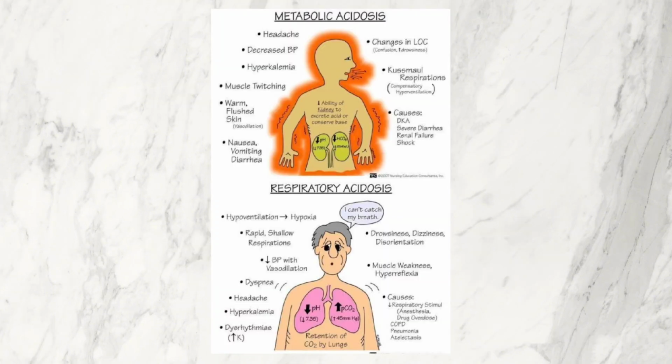Now, this is a diagrammatic representation of what happens as a result of acidosis in the body. Now, let's look at it. From the diagram above, the very first thing that happens in metabolic acidosis is headache. This happens through increased cerebral vasodilation and altered brain metabolism.